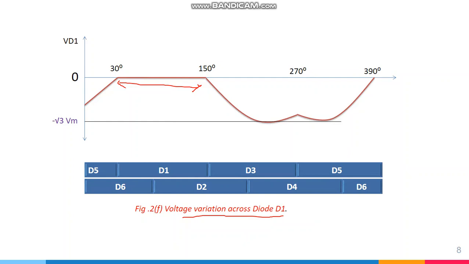And the peak value of voltage obtained at the output is under root 3 Vm. And since during this time span the voltage appearing across this diode is in reverse, the peak inverse value of this diode should be under root 3 Vm, phase value.